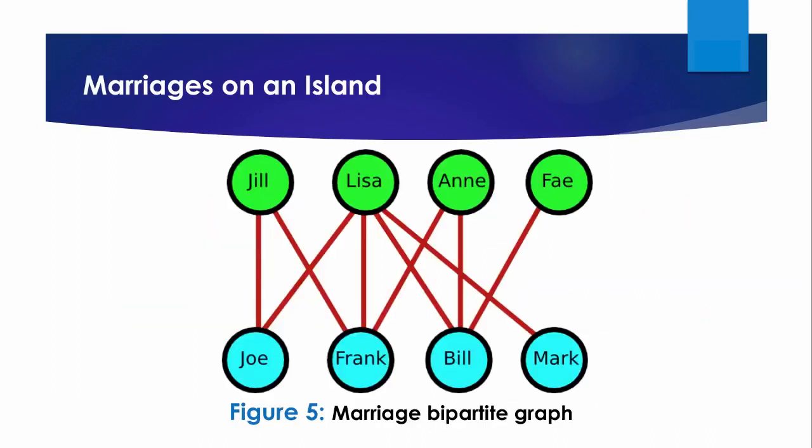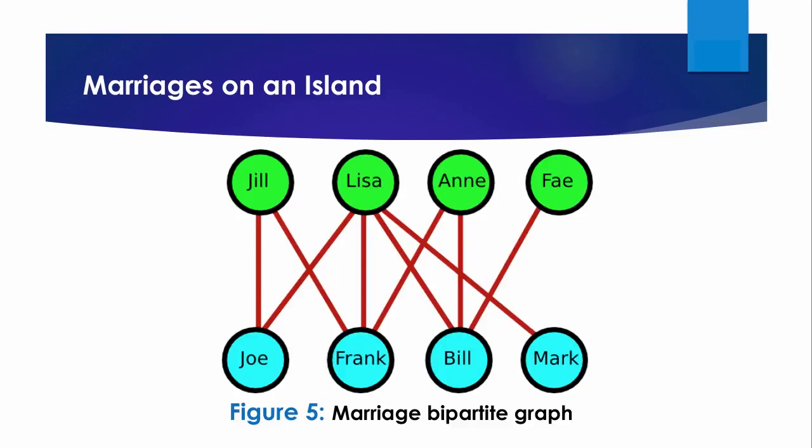Another example of the application of bipartite graphs can be taken from marriages on an island. Suppose that there are m men and n women in Iceland. Each person has a list of members of the opposite gender acceptable as a spouse. We construct a bipartite graph G = (V1, V2), where V1 is the set of men and V2 is the set of women, so that there is an edge between a man and a woman if they find each other acceptable as a spouse.